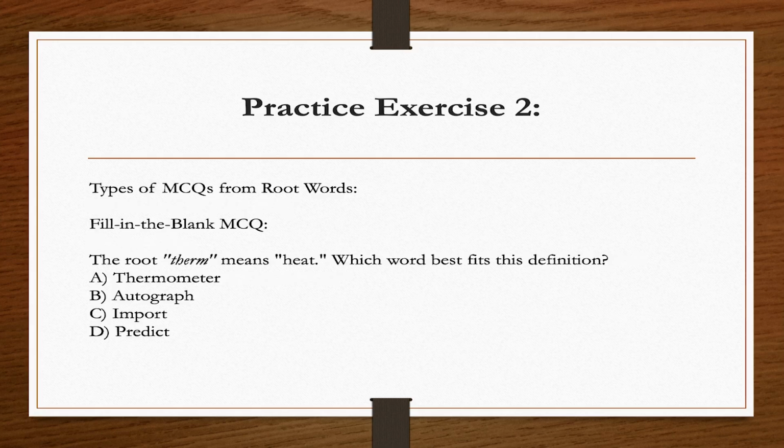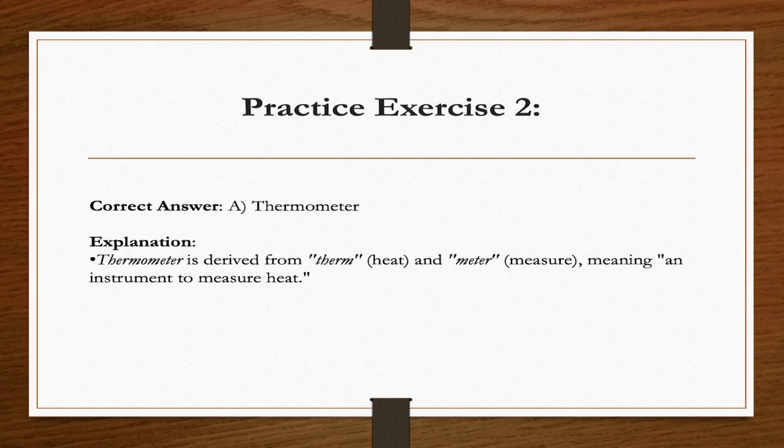Now fill in the blank MCQ. The root term means heat. Which word best fits the definition? Thermometer, autograph, import or predict. Here the answer is thermometer, as it's quite visible from the word itself. Thermometer is derived from therm, that is heat, and meter, that is to measure. That means an instrument to measure heat. Thermometer is generally used to measure the heat levels of the body.